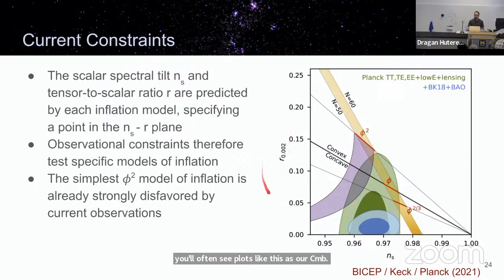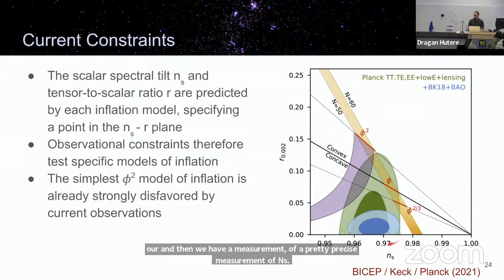The vertical axis is this R, this tensor to scalar ratio. The subscript on the R here just means that this tensor to scalar ratio is evaluated at a particular scale. So the 0.002 refers to 0.002 inverse megaparsecs. And then the horizontal axis is NS, the scalar spectral tilt. Okay, we have upper limits on R, and then we have a pretty precise measurement of NS.